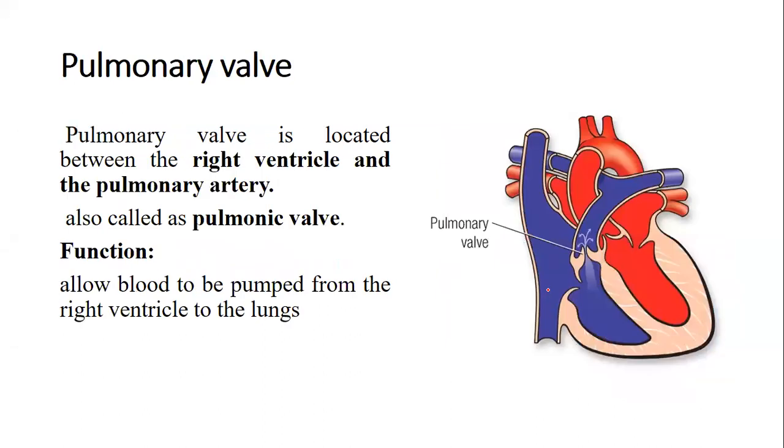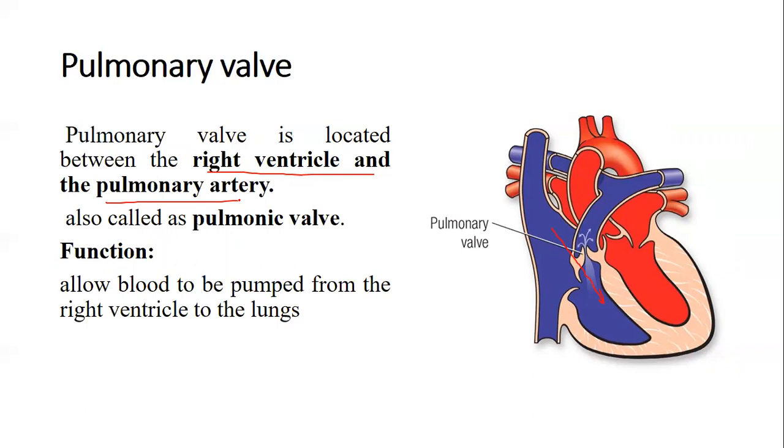Then the pulmonary valve, that is the fourth valve present in our heart. We know that there will be some connection with the lungs. We know that from the right atrium, blood flows to the right ventricle. From there, it passes through the pulmonary artery to the lungs. So the pulmonary valve is situated between the right ventricle and the pulmonary artery. That is the role of the pulmonary valve.